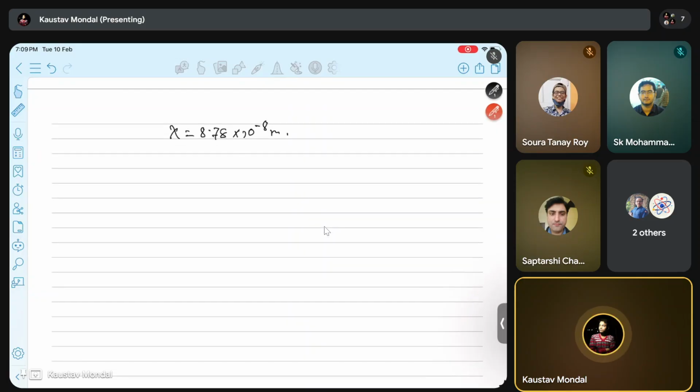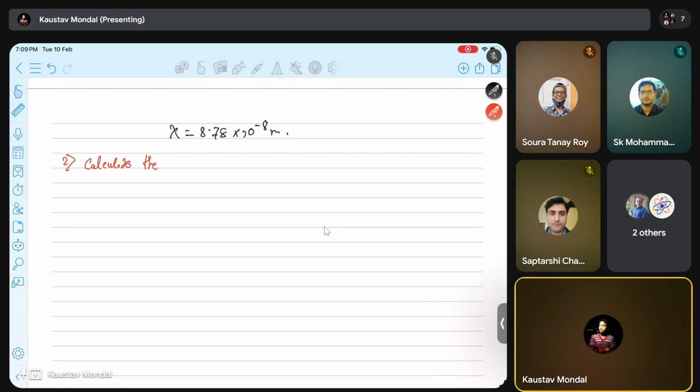Now problem 2: calculate the diameter of nitrogen molecules from the following data.